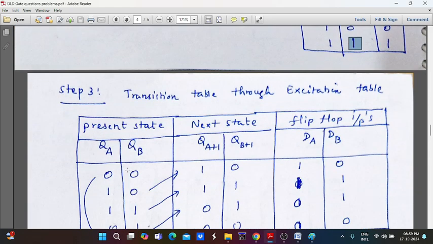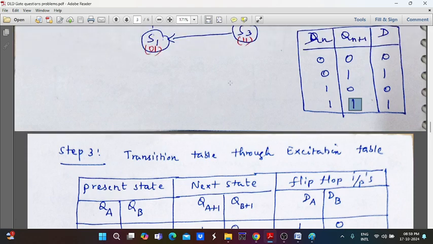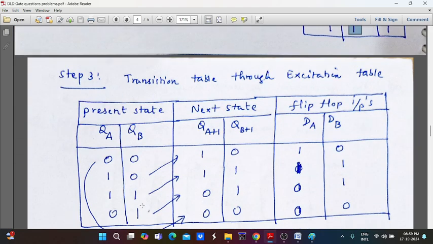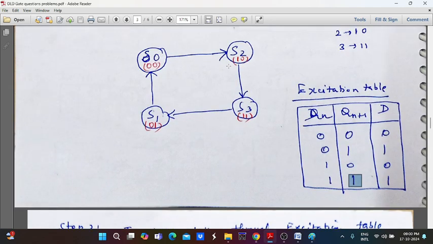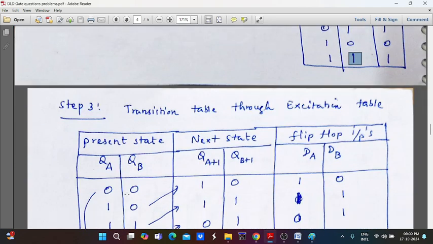So 0 0 can be represented in the first state and the next state value is 1 0, and again the next state value goes to 1 1, again the next state value 0 1. So this can be arranged in this order. After that, 0 0 is the present state. When this condition occurs, the next state for this present state is 1 0, that is the S2 state. So the 0 0 corresponding next state is 1 0.